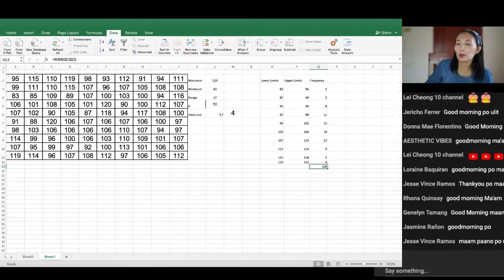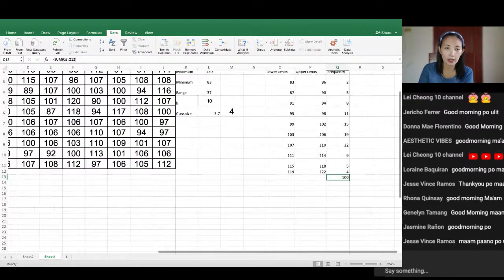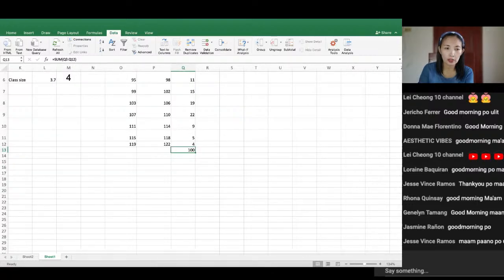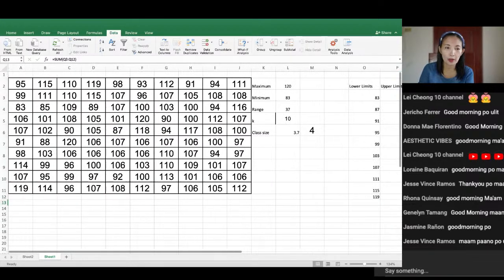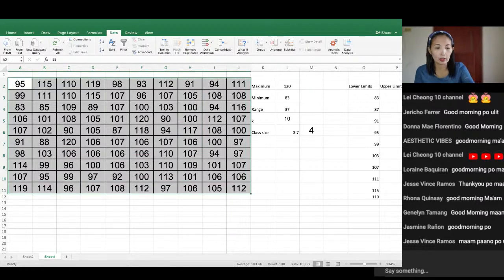But there is another way by which we can set up a frequency distribution. That one involves using a pivot table. So let me show you the other technique of constructing a frequency distribution in Excel. Let me copy the data set. I'll start anew using another sheet. Control C.